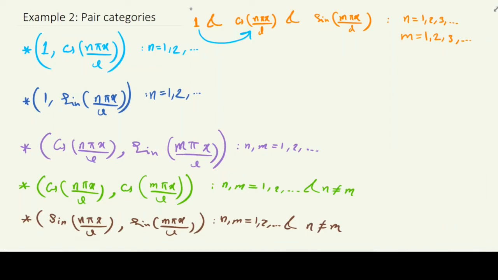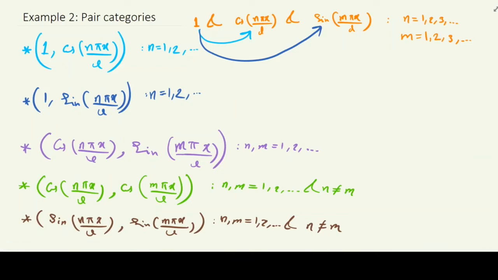The second scenario is going to be the case that you have one of the functions to be 1 and the other one is picked from the third class, the sine class. So we're going to have 1 and sine of an integer times pi x over L. And that's the second scenario, the inner product of 1 and sine of an integer times pi x over L, wherein that integer is going to be 1, 2, 3, etc.